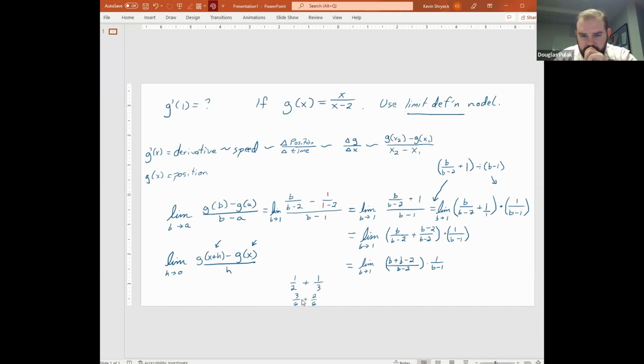Can we cancel out the b minus 2s? If we don't know, then let's not worry about it yet. Because the only way we can cancel it is if we're undoing something that makes sense undoing. Like we're undoing multiplication with division, undoing addition with subtraction.